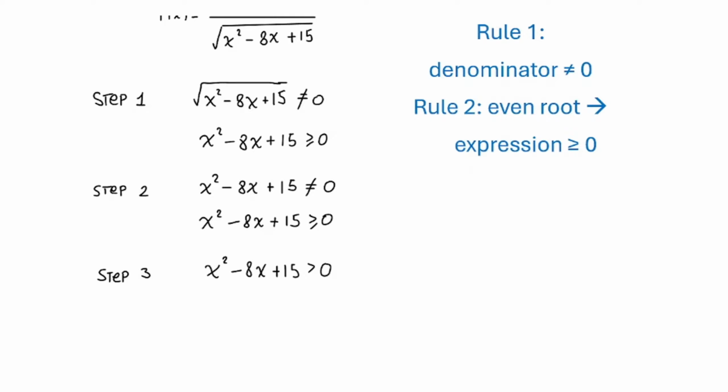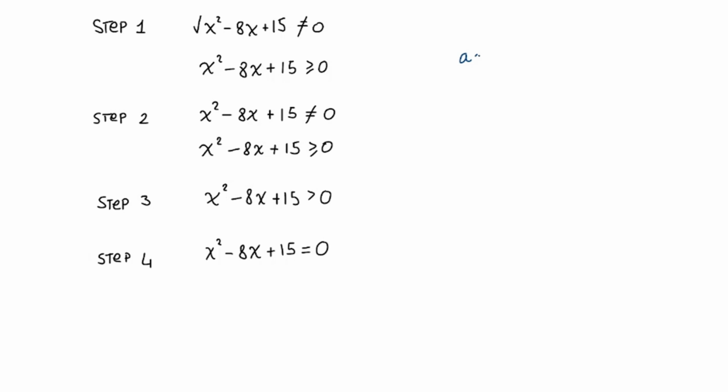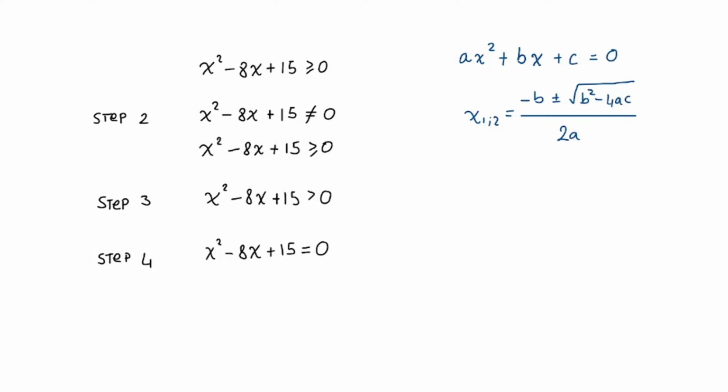This is a second-degree inequality. To solve it, we first write the associated equation, which means we take the same expression, but replace the inequality sign with an equal sign. x squared minus 8x plus 15 equals 0. This is a second-degree equation, and since we also have the x term, we use the quadratic formula to solve it. The quadratic formula is x equals negative b plus or minus the square root of b squared minus 4ac all over 2a.